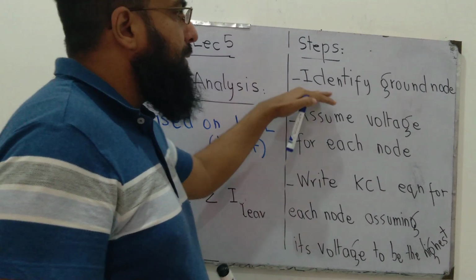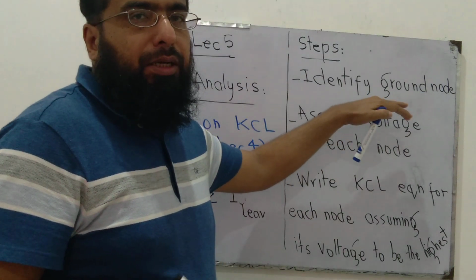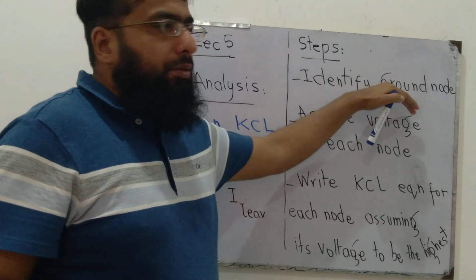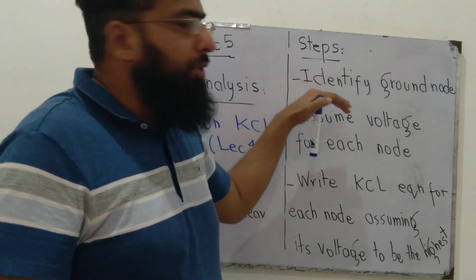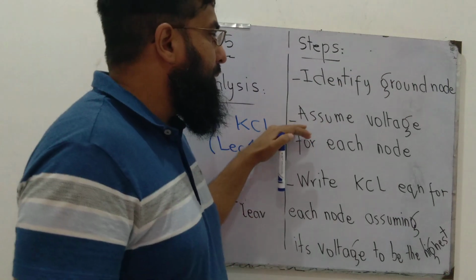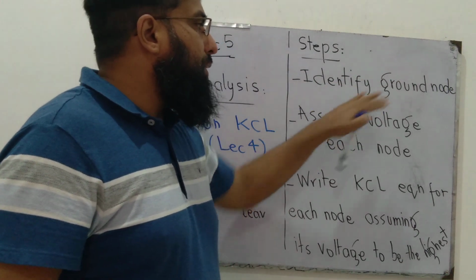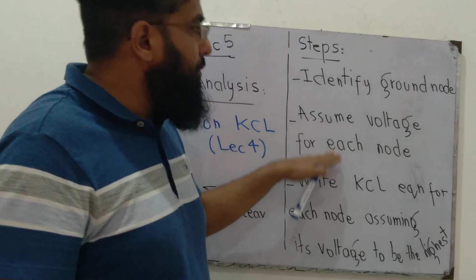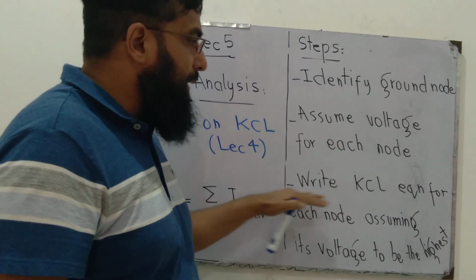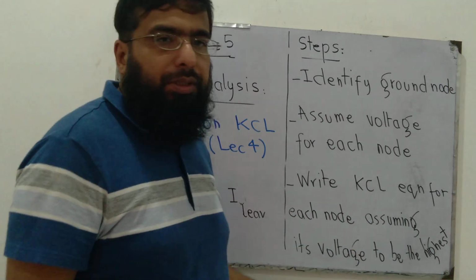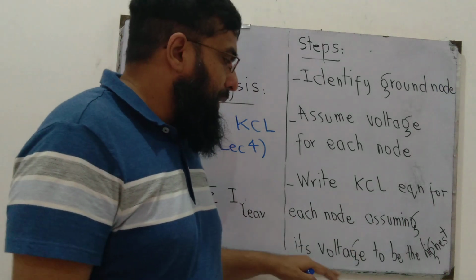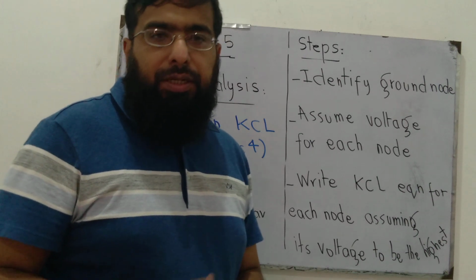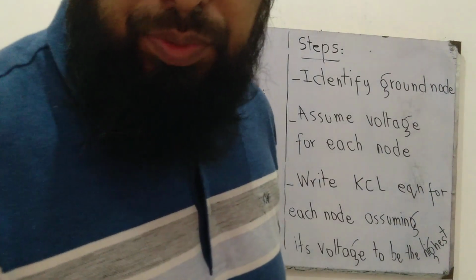What are the steps? First of all, we'll identify the ground node. Ground node is the reference node with respect to which all voltages are measured. Then for all non-ground nodes, we assume a voltage. And then write the KCL equation for each node. We'll assume that the node for which we are writing the equation has the highest voltage. Let's solve an example to be more clear.